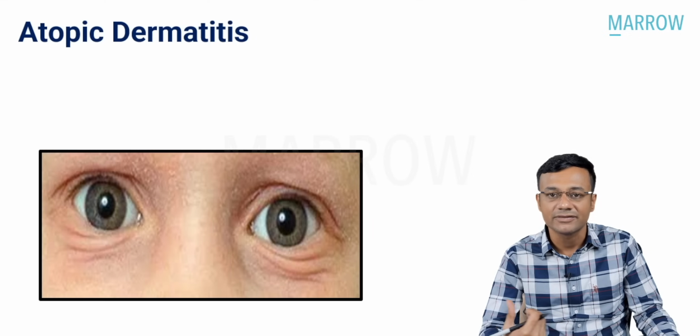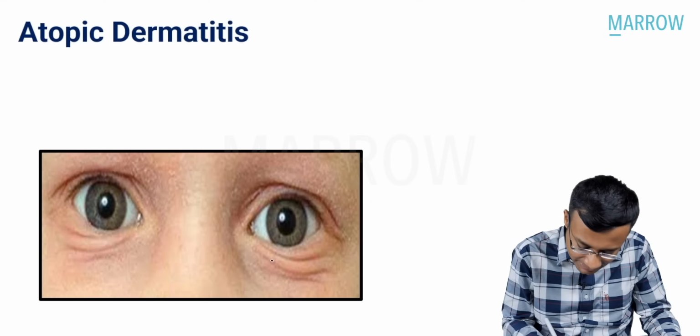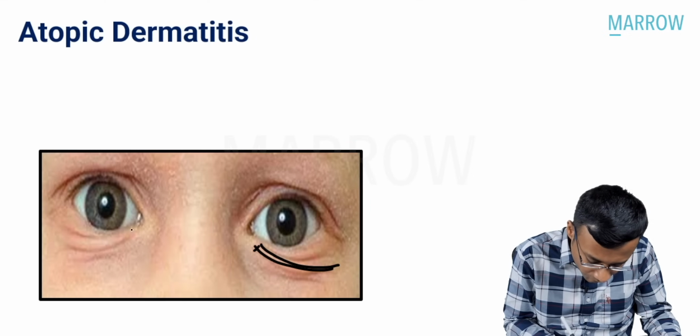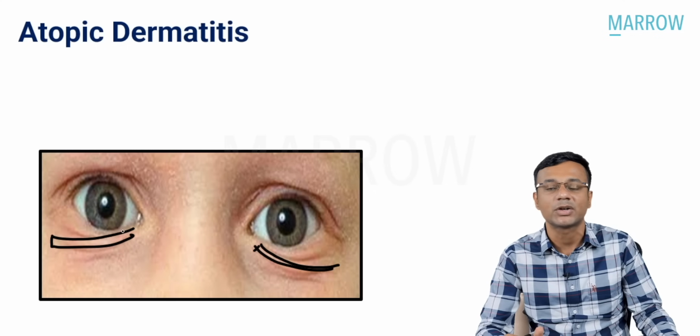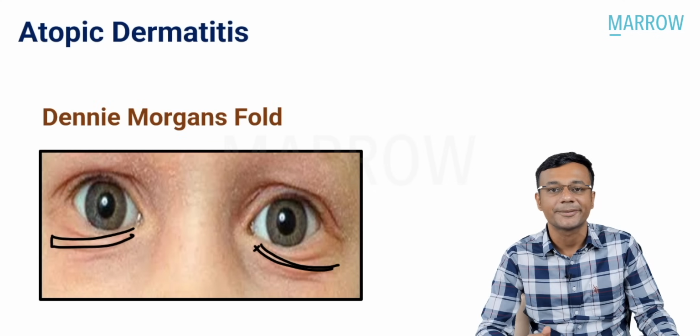And one important feature we see usually when we examine an atopic child is you can see an infraorbital fold of skin. This crease of skin is referred to as Denny-Morgan's fold.